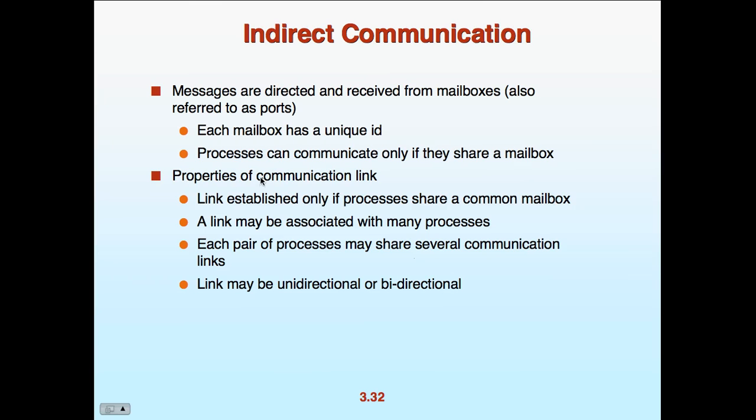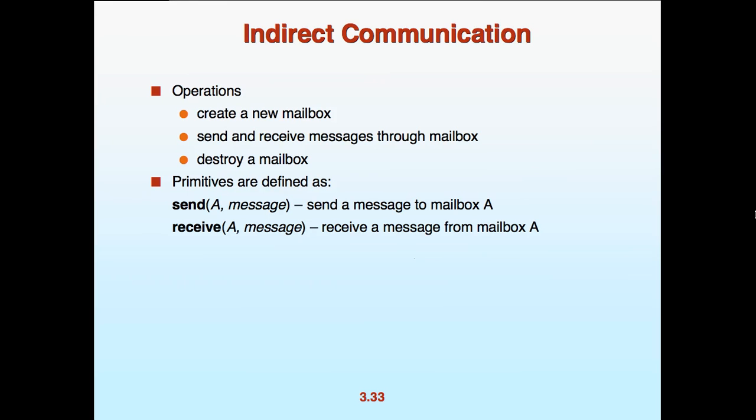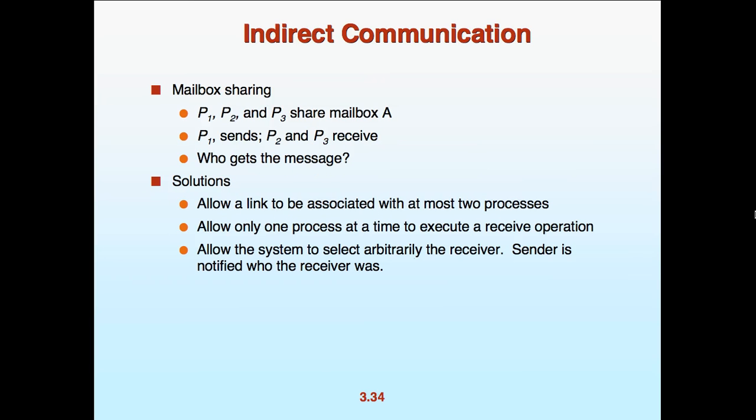But properties of the communication link: the link is established only if processes share the common mailbox, it can be associated with many different processes. Each pair of processes may share several different communication links. And the links might be bidirectional or they might be unidirectional. Operations: create a new mailbox, send and receive messages through the mailbox. So these are things you'd have to program. These are things you'd write in your program for your processes to use. Destroy the mailbox. Primitives might be send a message or receive a message, stuff like that.